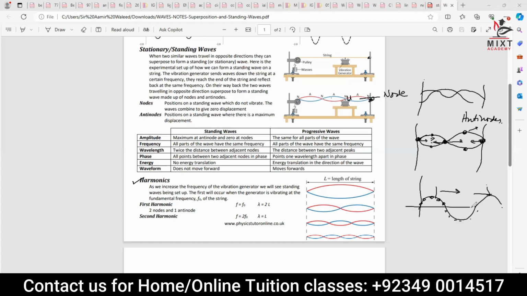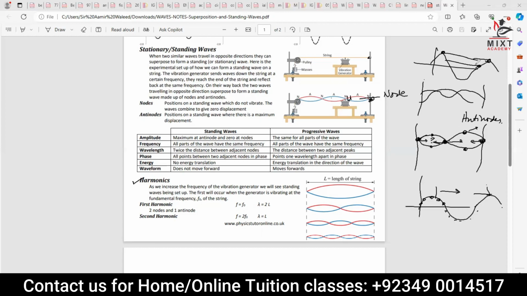So, sir, in the progressive wave, all the points, are they in different phases, or in the same phase? No, no, no. First of all, you need to understand what is meant by phase. Let me just explain once again. See, if this is your wave, and I'm talking about this point, then this point will be in phase with this point.